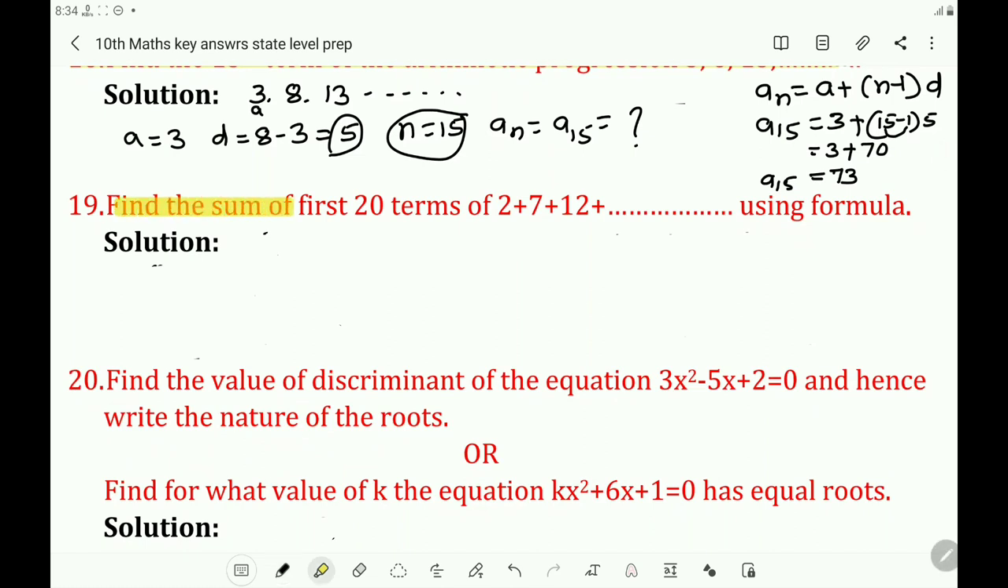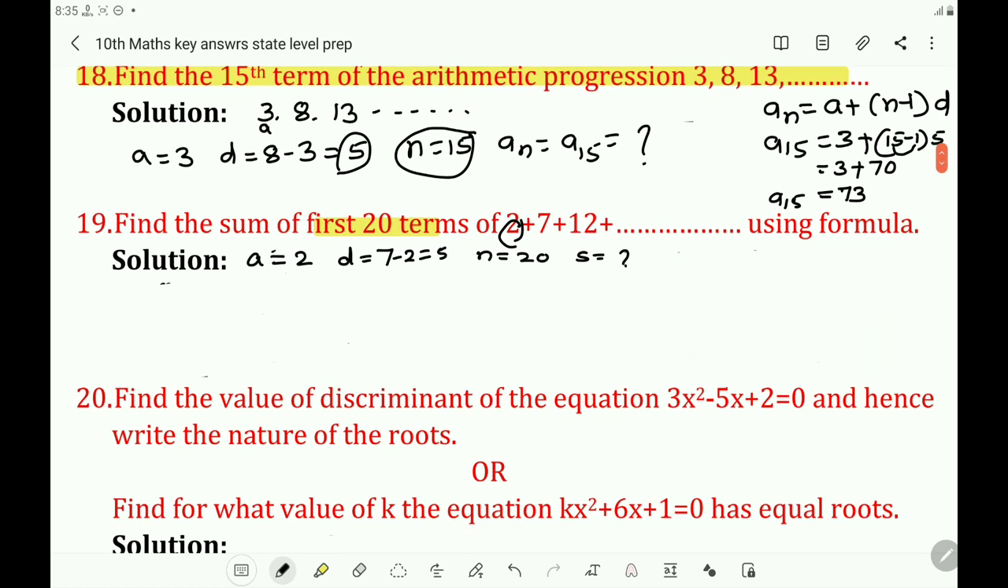Find the sum of first 20 terms of 2 plus 7 plus 12 plus so on using the formula. Here what you have to find out? We have to find the sum of first 20 terms of 2 plus 7 plus 12 plus so on. So you first find a. Here what is a? a is the first term. So you write a equals 2, then d equals 7 minus 2 equals 5, and n equals 20. So S equals question mark.